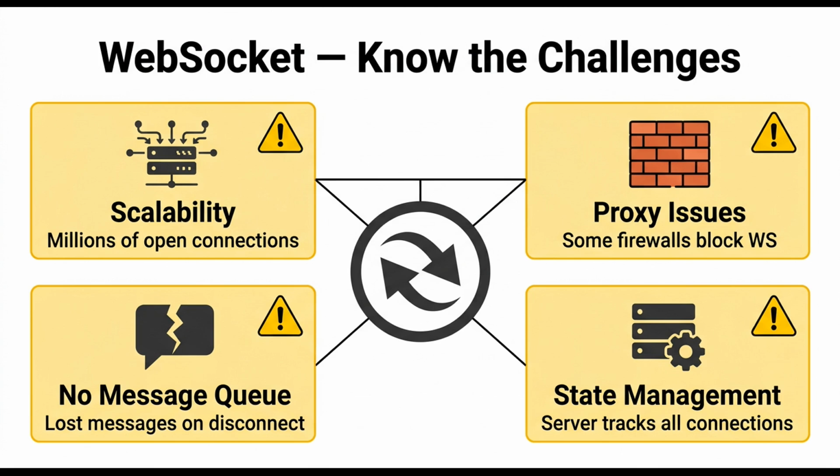Third, there's no built-in message queuing. If a client disconnects and reconnects, any messages sent during the outage are lost unless you build that logic yourself. Fourth, state management. Since the connection is persistent, the server has to manage connection state, which adds complexity. None of these are deal breakers, they're just things you need to architect around in production systems.